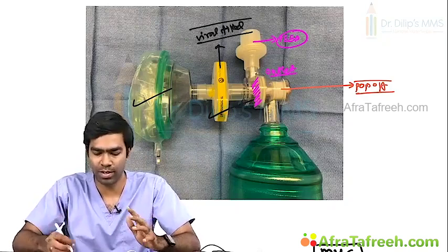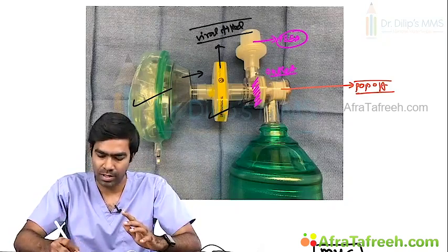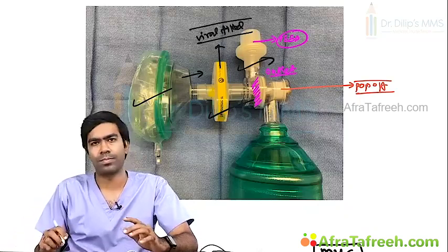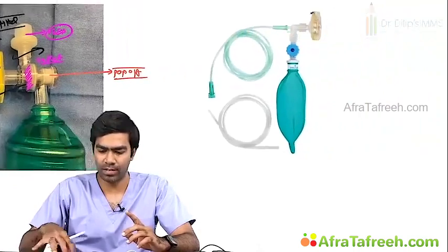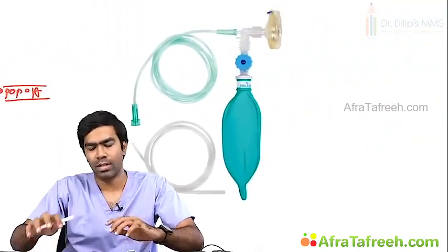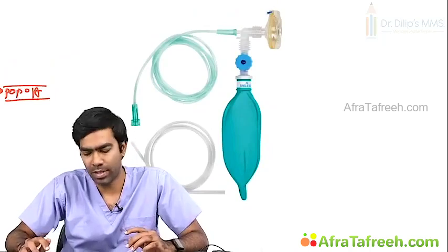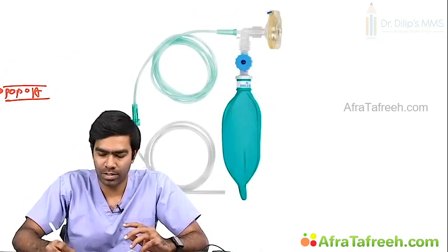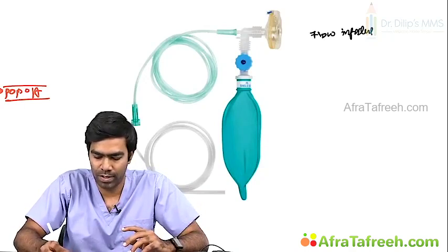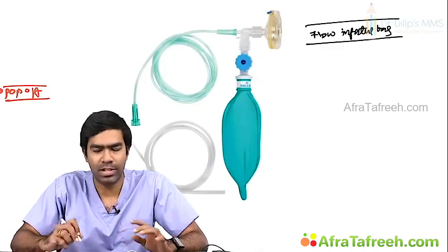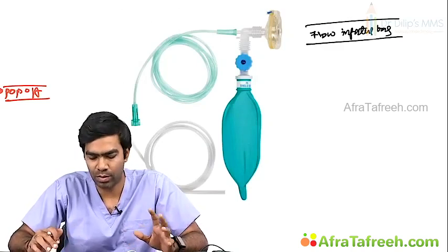So you can put the viral filter between the mask and the expiratory port also. Clear? So that it filters the expired air from having the virus. So what is this? This could be a very, very important image-based question in your exam. This is the flow inflating bag. Flow inflating bag. It's a bit complicated, so I'm not going into details of the flow inflating bag.